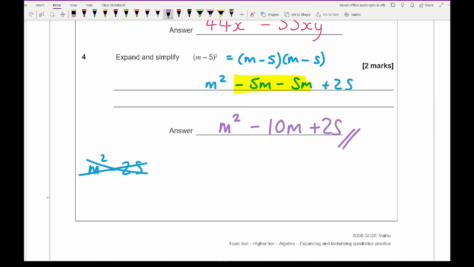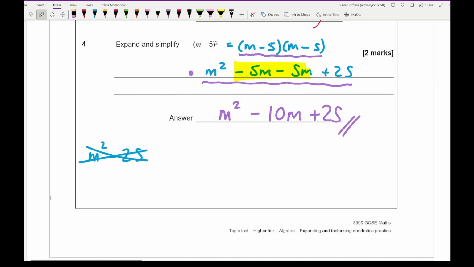Now if you got straight to the answer and you got it correct, you would get 2 marks. You don't need to show necessarily this line. But again, if you were to mess up your final answer, then maybe recognizing that it's double brackets and that proper expansion line where it hasn't been simplified would get you the 1 mark.